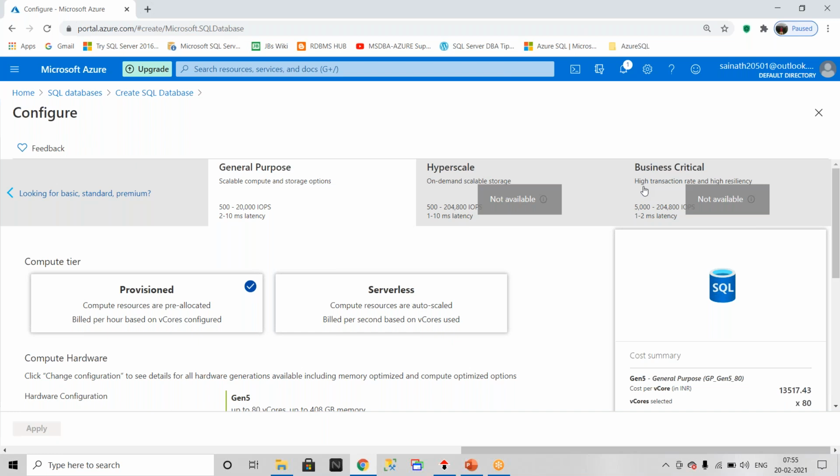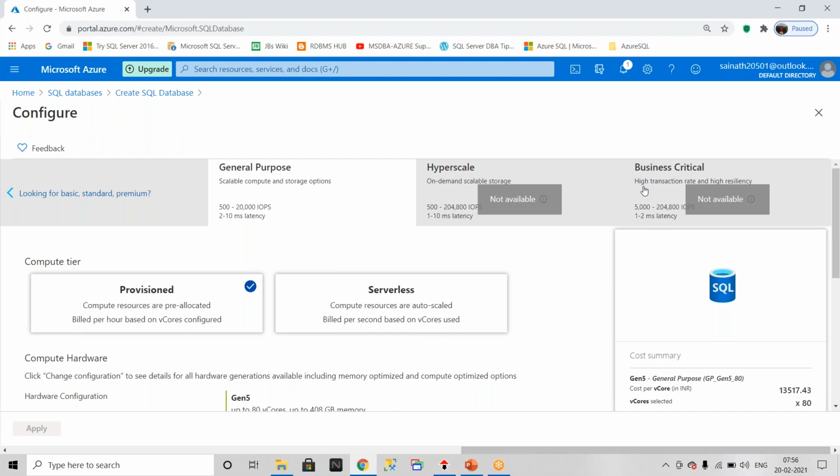So what is the difference then between general purpose and business critical? In business critical also, maximum you can go for 4 terabytes. You cannot go beyond 4 terabytes. But when you go for hyperscale, maximum your database size can be 100 terabytes, sir. Massive storage. If I want massive storage, then go for hyperscale.